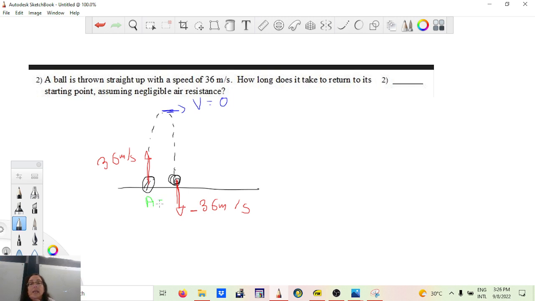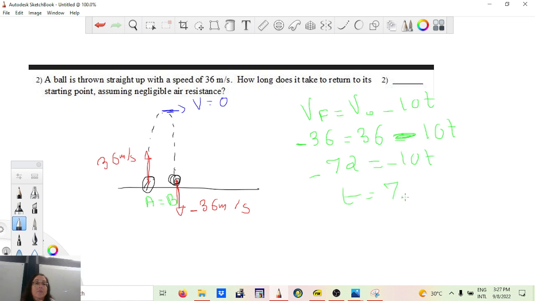If you want to do A equals B, you can say, okay, final velocity equals initial minus 10t. That's one way to do it. Final is minus 36. Initial is 36. Equals minus 10t. So minus 72 equals minus 10t. So t equals 7.2 seconds. But you don't have to do it this way.